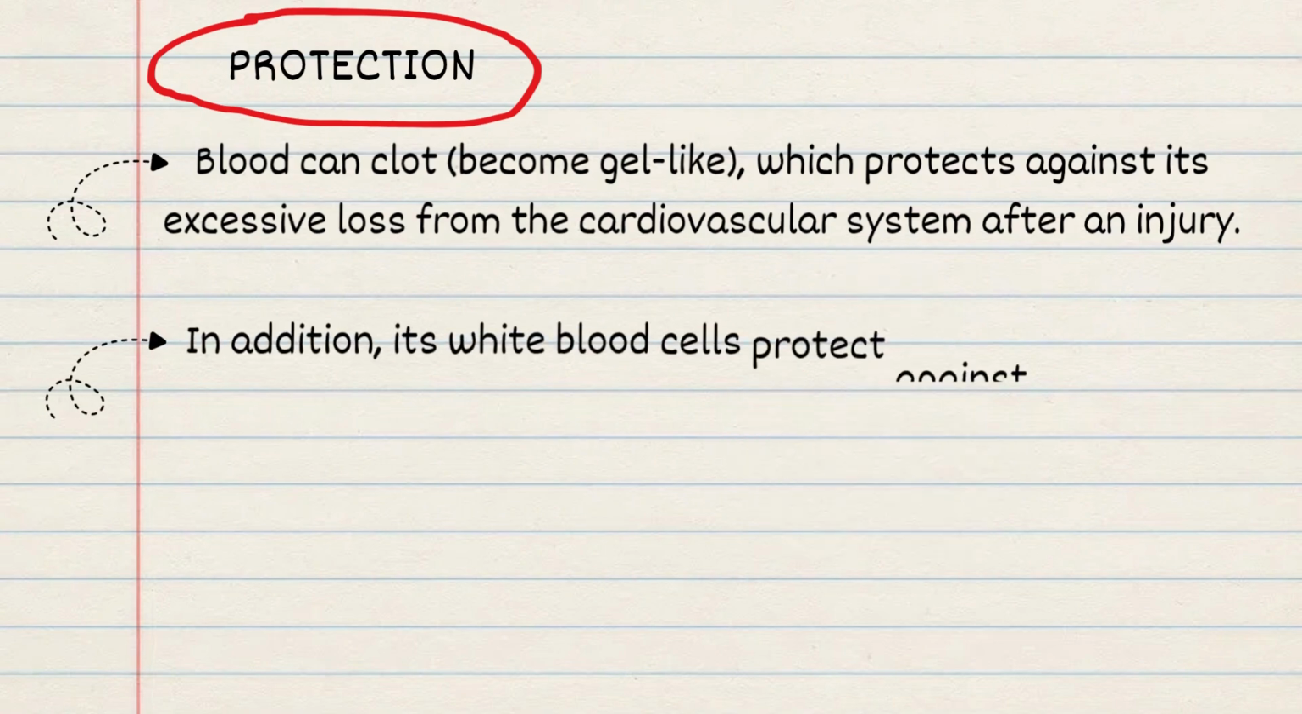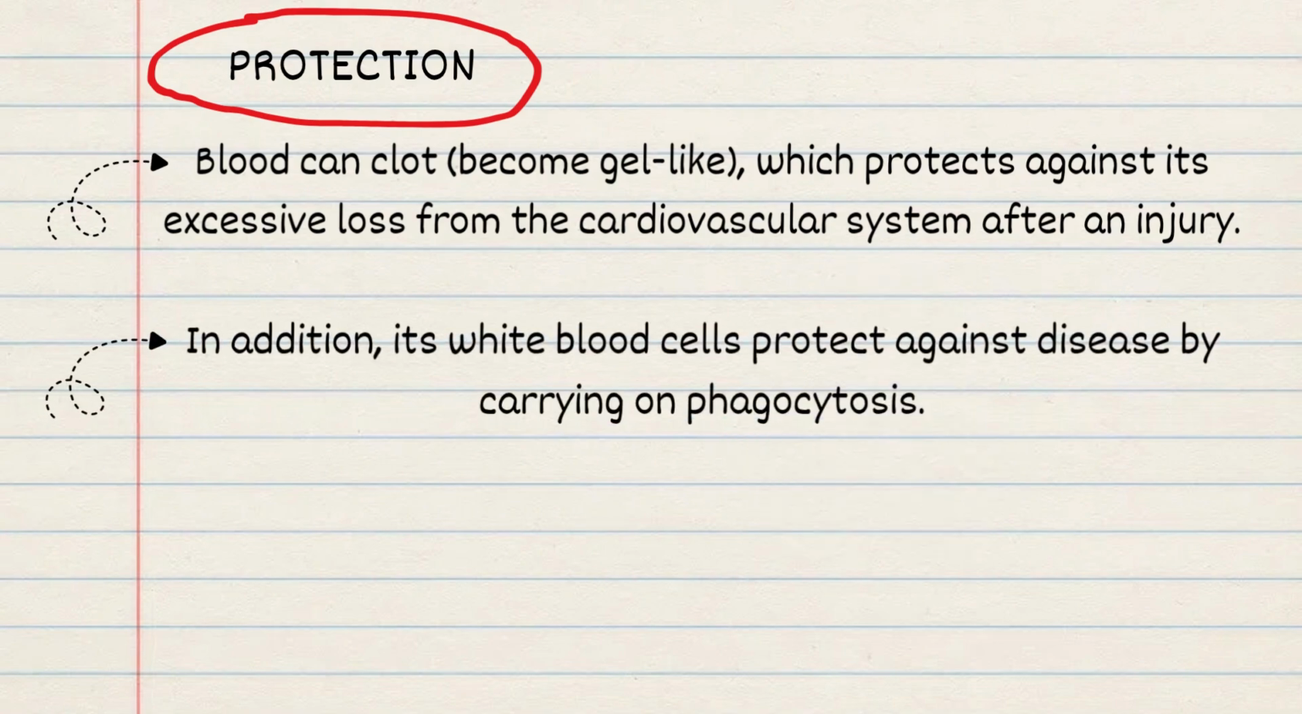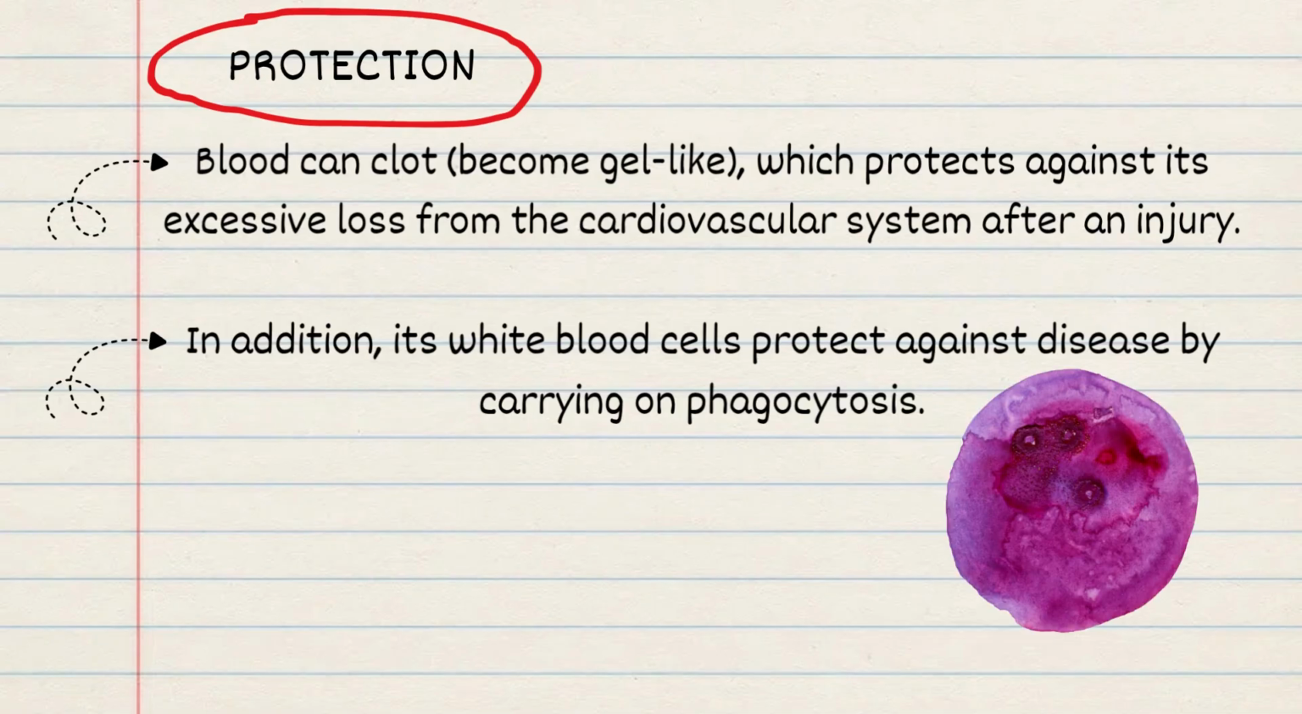White blood cells protect against disease. White blood cells, WBCs, defend the body against harmful microorganisms like bacteria and viruses. They do this by phagocytosis, which means they surround, engulf, and digest germs and other foreign particles.